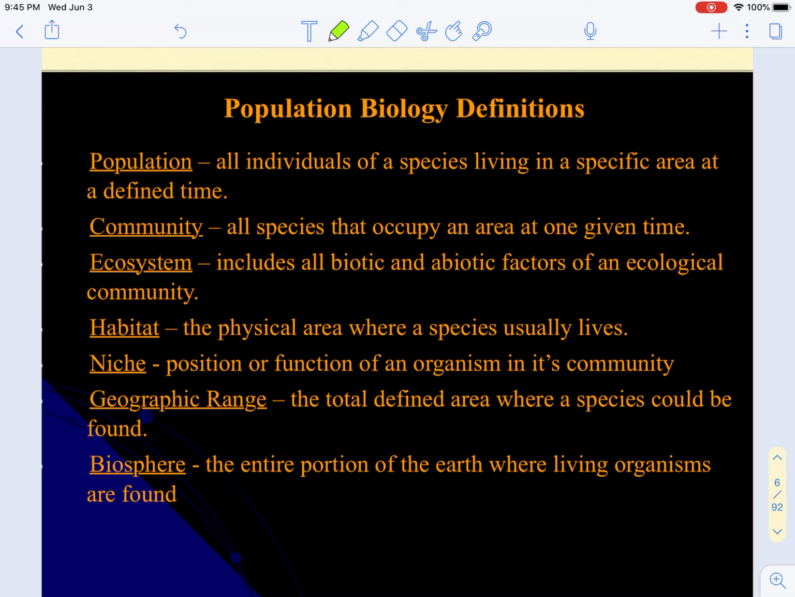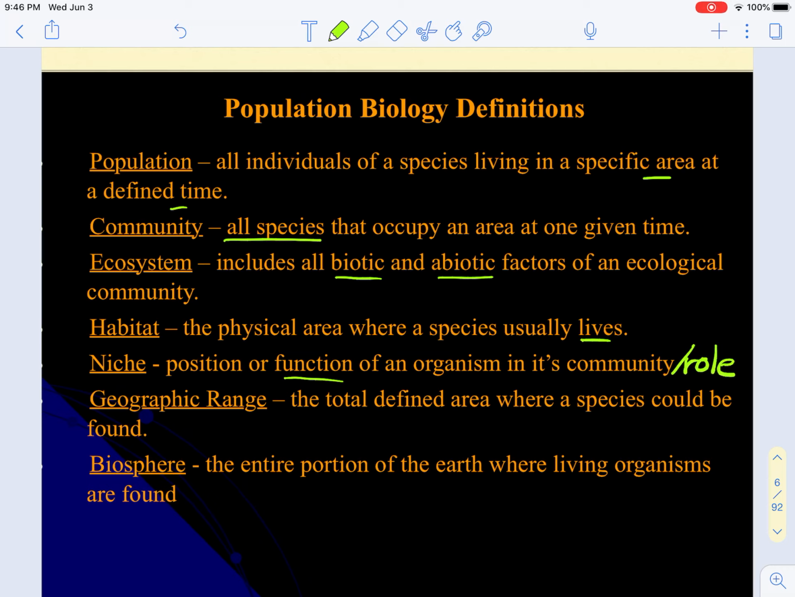Some definitions that generally you'll find familiar. Population being all the individuals in a species at a certain time and certain place. That is a population of organisms. A community is all of the species in an area at one time. An ecosystem includes all of those species in the community and the abiotic factors around them, meaning non-living things like water and climate and soil and wind and all of those things.